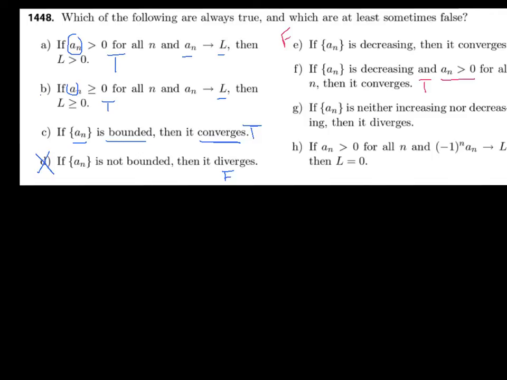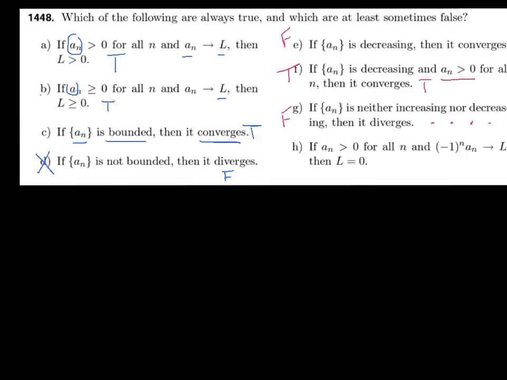I'm picturing something like 1 over n. The terms are getting smaller, but they're staying positive all the way through, and it certainly converges in that case to 0 itself. G, if a sub n is neither increasing nor decreasing, then it diverges. I said that one was also false. I'm picturing, if the terms flatline, like every term in the sequence is 2, then we would certainly say that sequence converges to 2, or whatever that flat line is at.